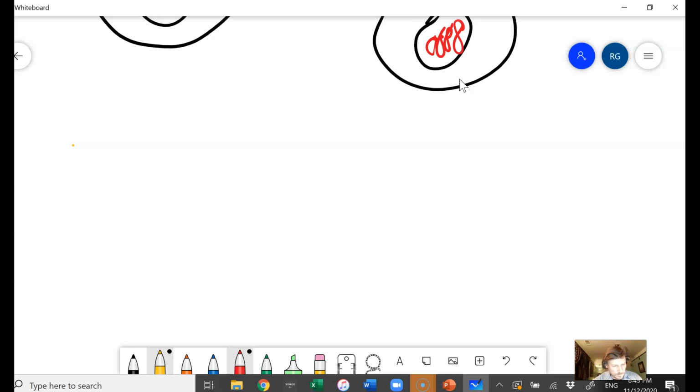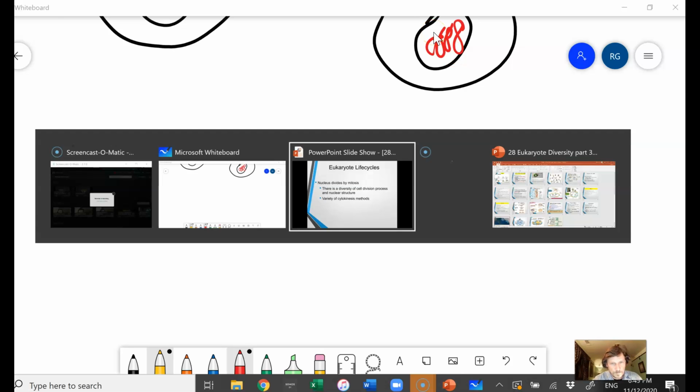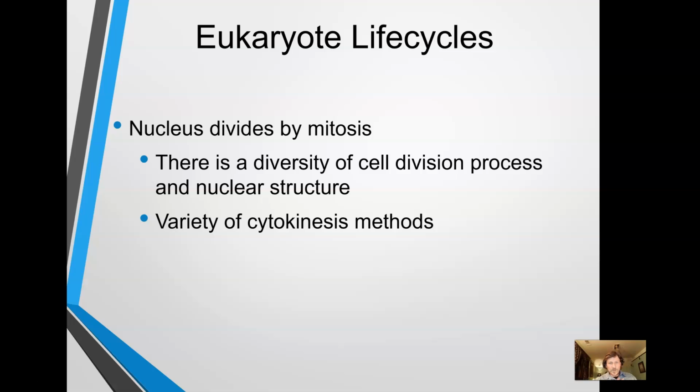Okay, we'll go back to our... we have 2 types of cell division. We have mitosis and meiosis. I'm trying to recharge my pen while we do this. And what they do is they divide. So in mitosis, you get exact copies of the daughter cells. In meiosis, you get a change in ploidy level.